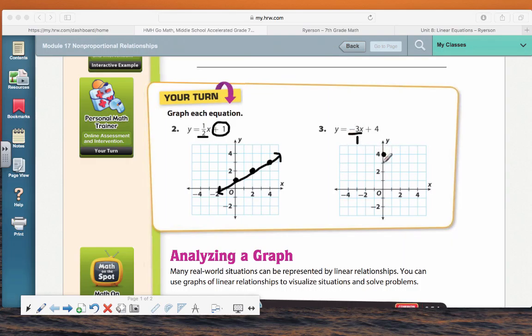So I'm going to come down 3, 1, 2, 3, and over 1. And I plot my second point. And then again I go down 3, 1, 2, 3, over 1, and plot my point. And again, once you have at least 3 dots, go ahead, draw your line through them.